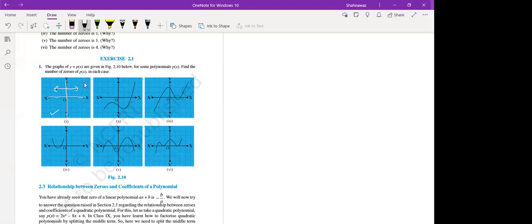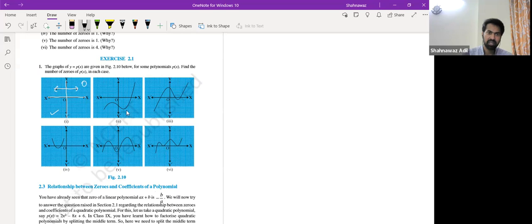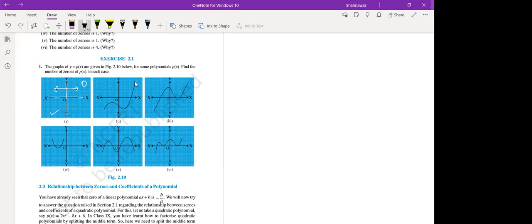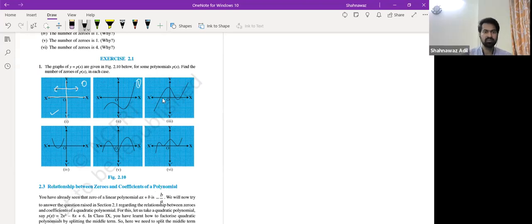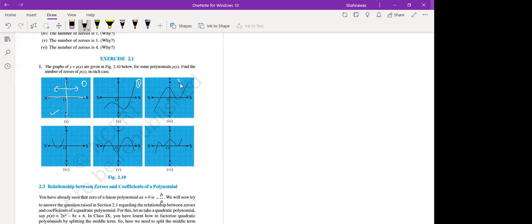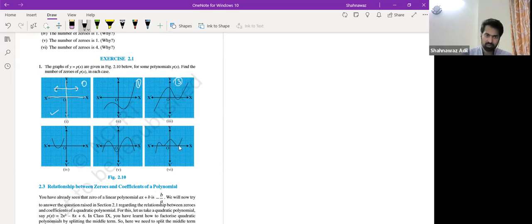0 zeros. And for this graph, it is cutting the x-axis once, so it will be 1 zero. Yes, absolutely right. And for this one, 3 zeros. So 3 zeros, and let us quickly go to this.